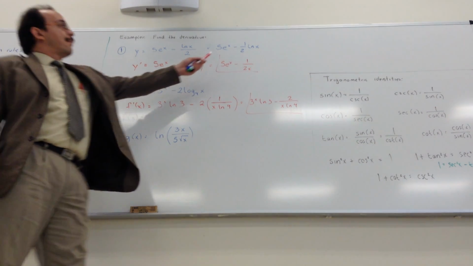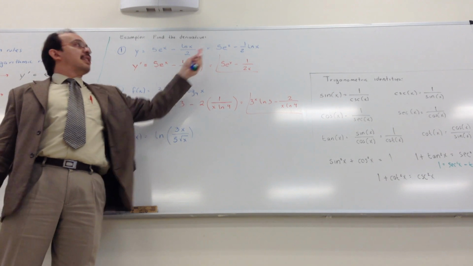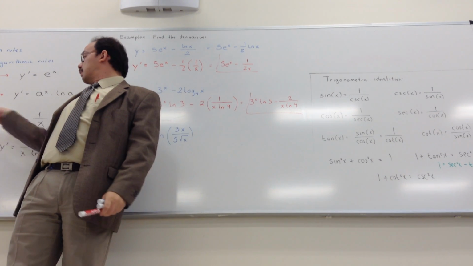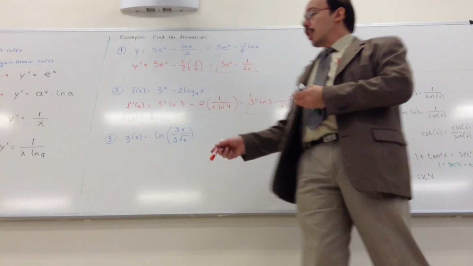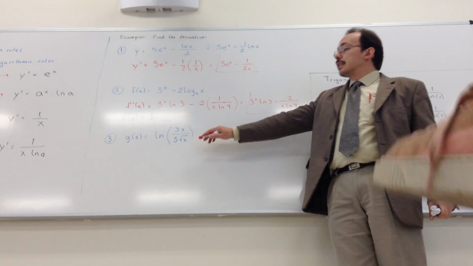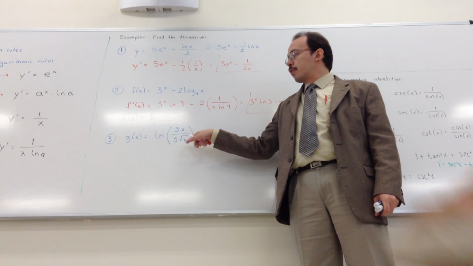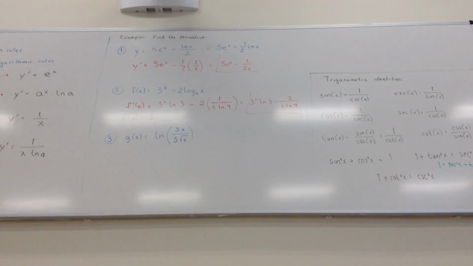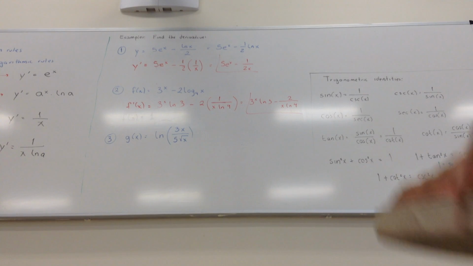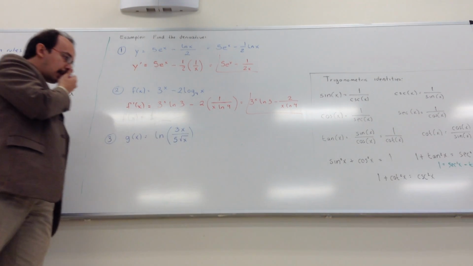Because that's the coefficient. The 1/2 is the coefficient, so really that's the coefficient. But the ln of x is this. Okay, now for the last one. The last one, number 3, says g of x equals ln of 3x over 5 square root of x. The rule is only with this right now. So there should be a way to get rid of this complex argument.